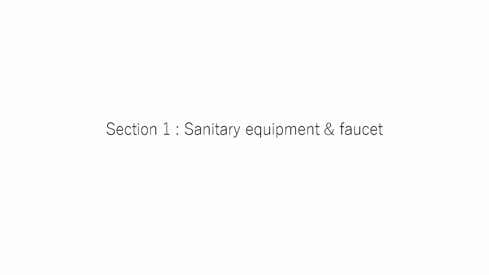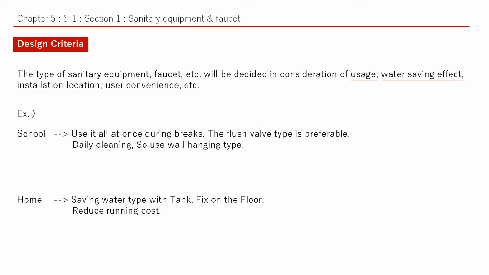Section 1, Sanitary Equipment and Faucet. The type of sanitary equipment, faucet, etc., will be decided in consideration of usage, water-saving effect, installation location, user convenience, etc.